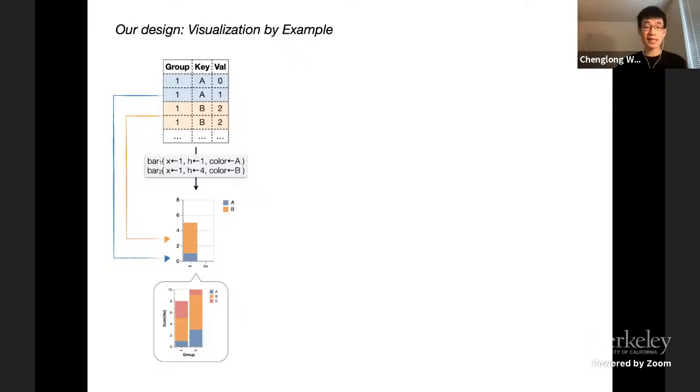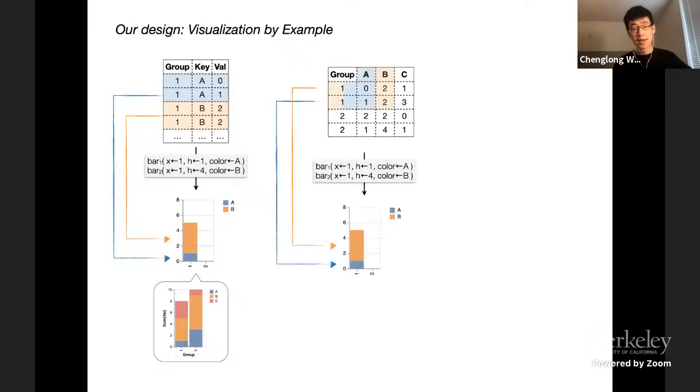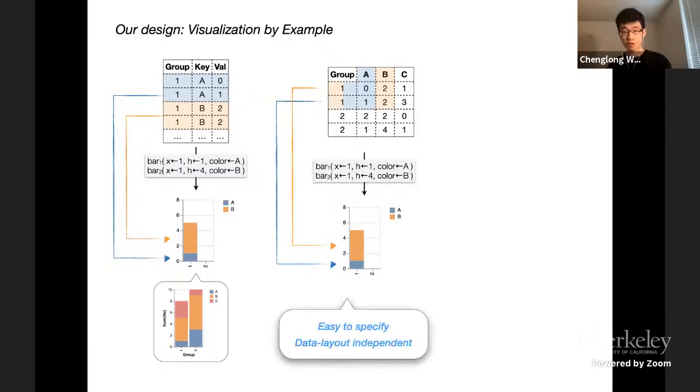As you can see, this design is able to inherit the simplicity of visualization specification using those simple mappings. But there is also a bonus: this approach is data layout independent, meaning that even if users have a completely different input layout, they can use the exact same example to demonstrate the visualization idea. So this is ideal for end users. It's a way to easily specify visualization, and this specification is data layout independent, so they don't need to worry about data transformation.